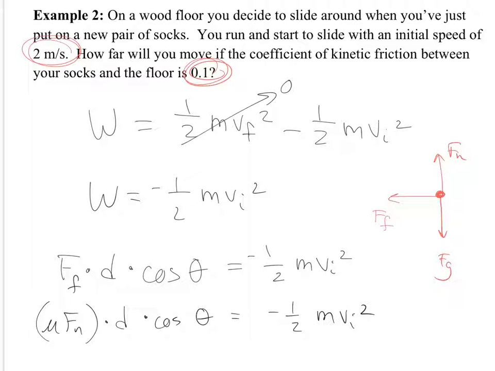Anyhow, doesn't matter. So, if Fn is balanced with Fg, we can replace it with Fg. But what's Fg? What's the formula for Fg? Mg. Fg equals mg. So replace Fn with mg.